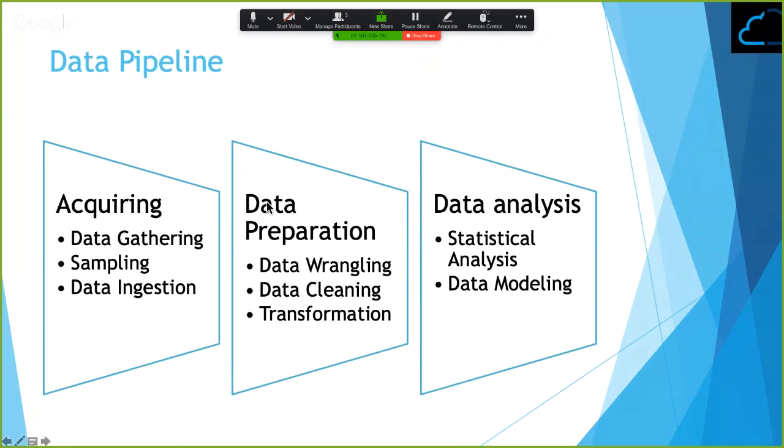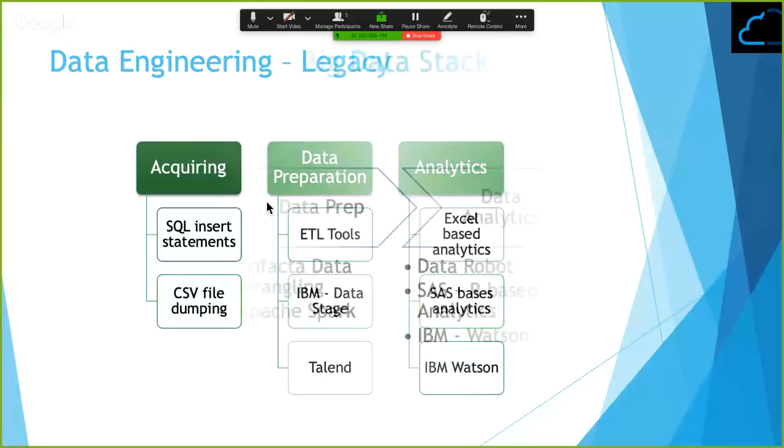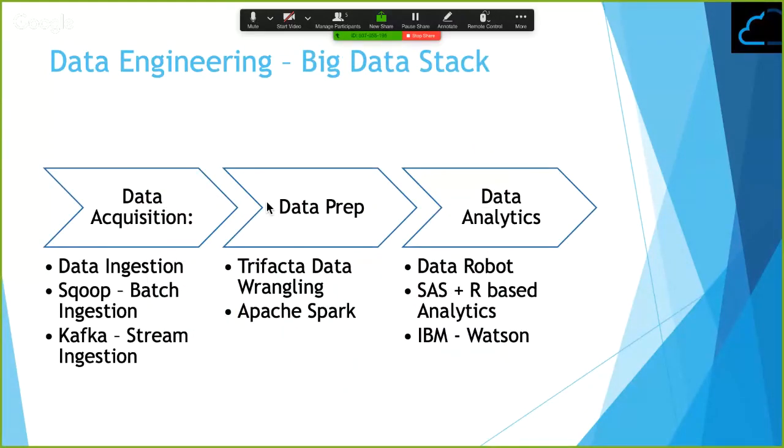So this is the same thing I showed. If you understand this, now it gives you a little bit of an idea: what is the data role? If you see, the data engineer's job is mostly about data acquisition and data preparation. The data scientist's work is usually on the data analytics part. So before you actually do anything, you have to have enough data.